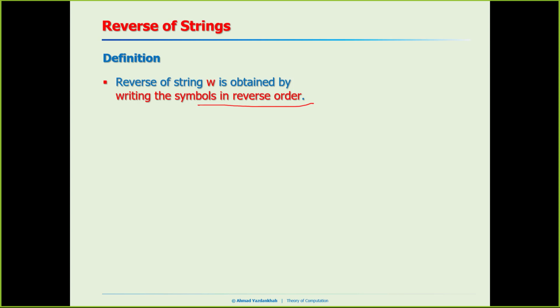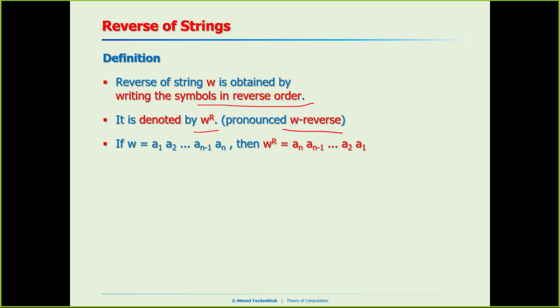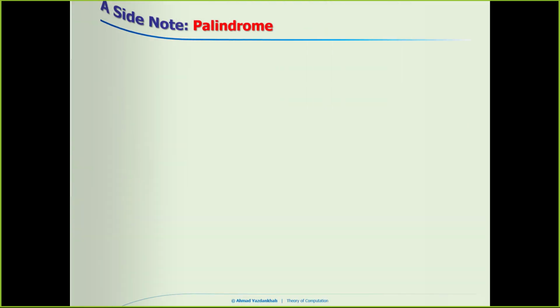And we denote that with W to the R, that we pronounce W reverse. If W is A1, A2 up to AN, then W reverse will be the reverse order. And here is a very simple question. AABA, what is the W reverse? It will be ABAA.